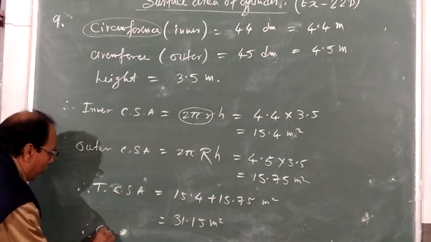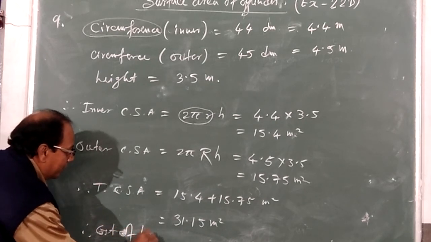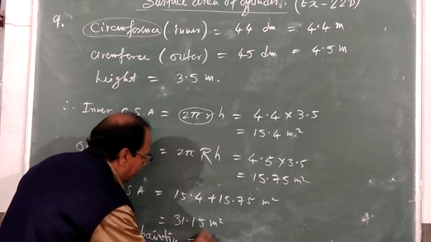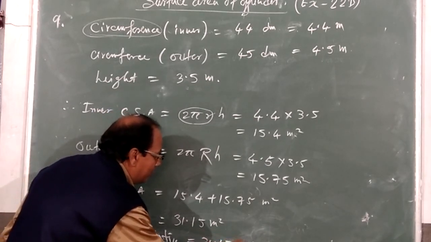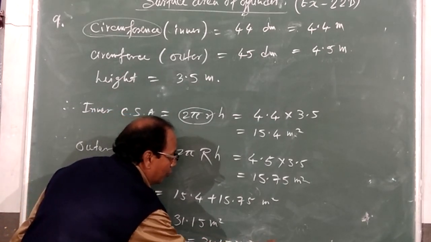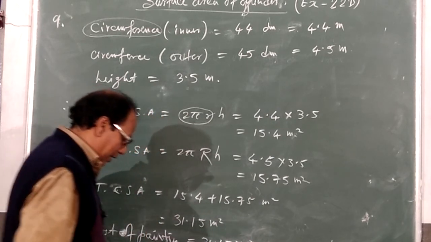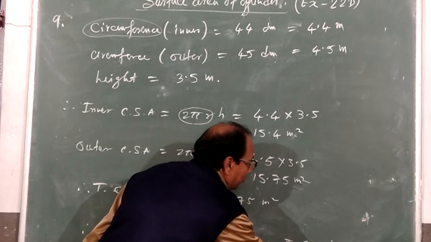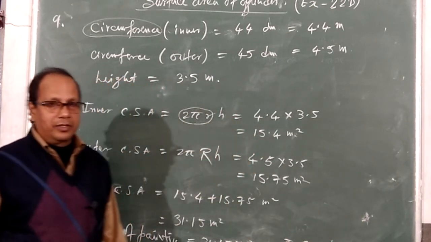Therefore, cost of painting on both sides will be 31.15 into rupees 2 is equal to, here you will get rupees 62.50. This is your answer, right?